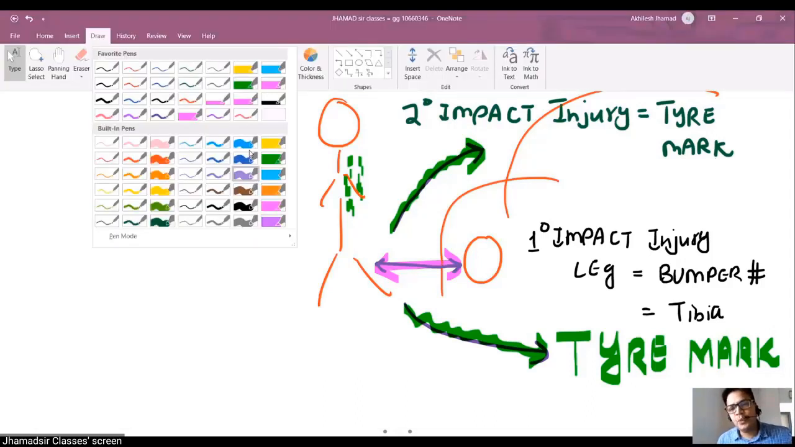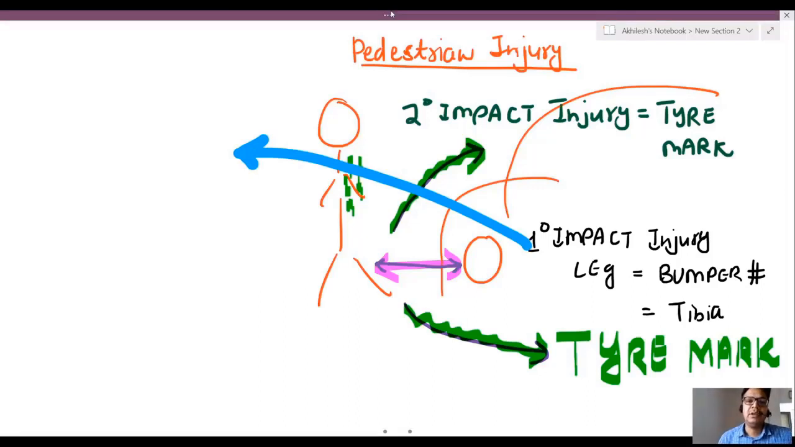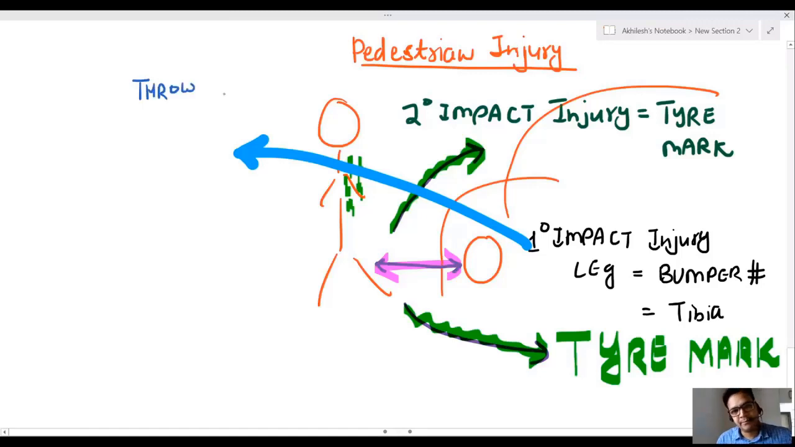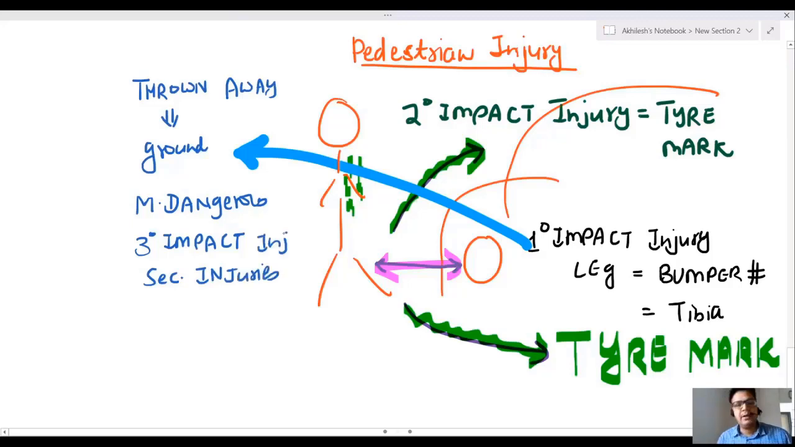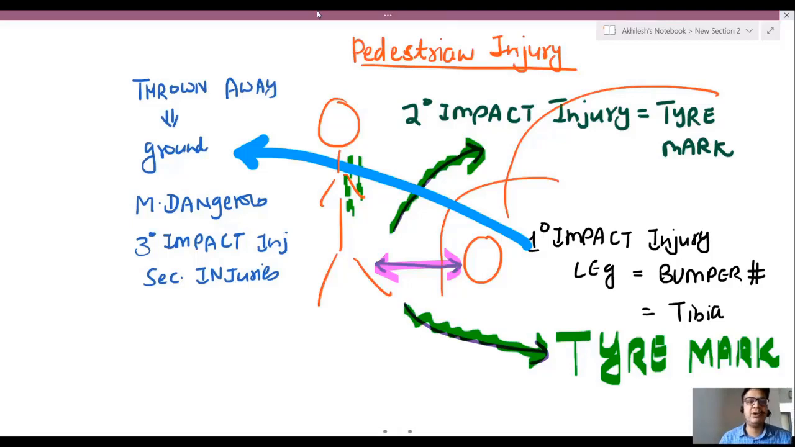Now, sir, the person will be thrown away. When person is thrown away, person will strike the ground or any other object. Sir, this injury is most dangerous injury. This is known as tertiary impact injury. And sir, tertiary impact injuries are also known as secondary injuries.